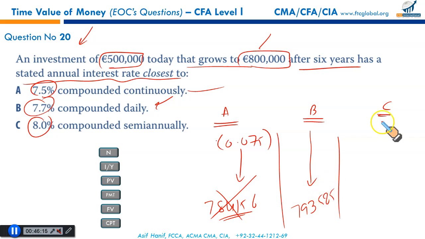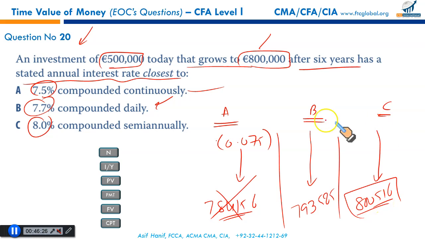Right? And with option C, compounded semi-annually, using semi-annual compounding, it will give you 800,516. This is the option that gives you the most accurate result, because the solution given in the curriculum is not correct. It just assumes that this is the right option. You have to use each one individually in order to determine the result. You can't just take one option and calculate the result.